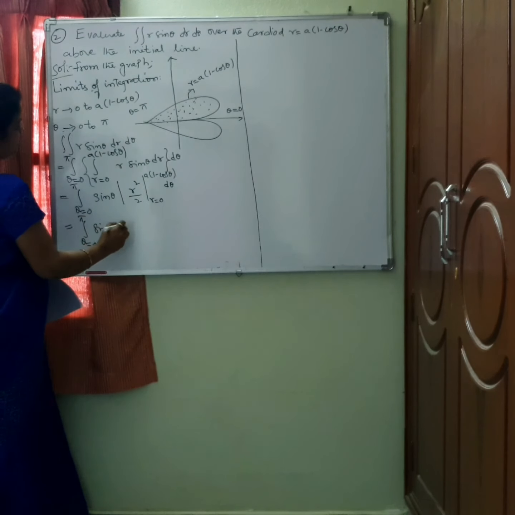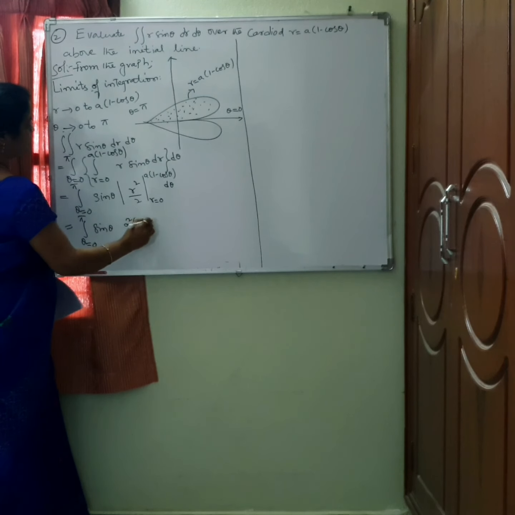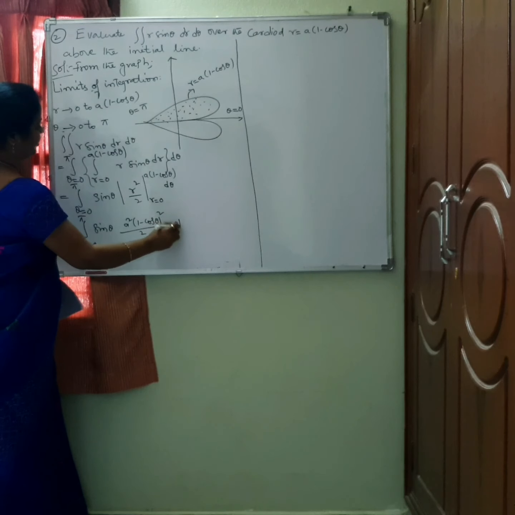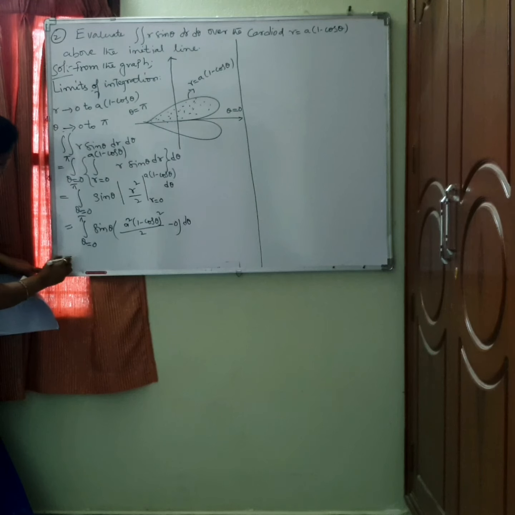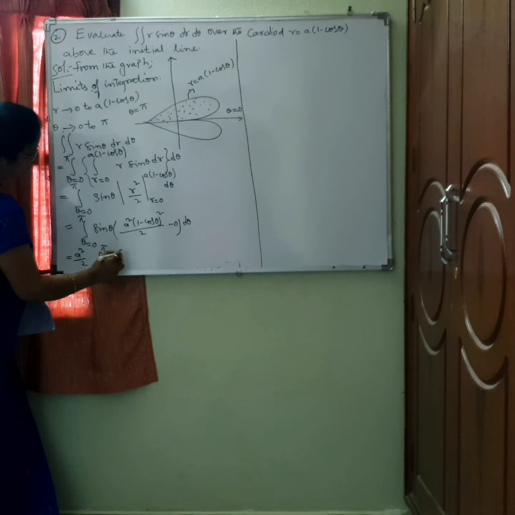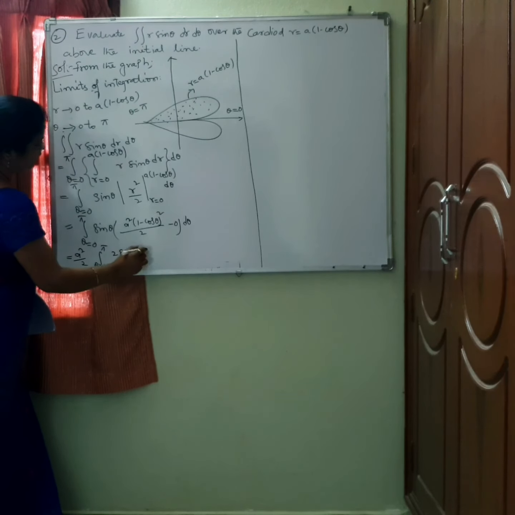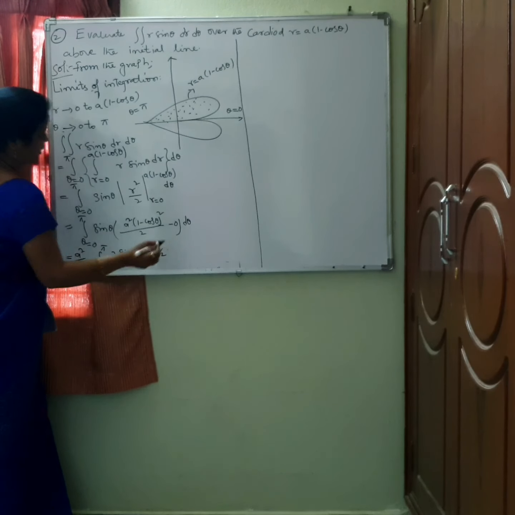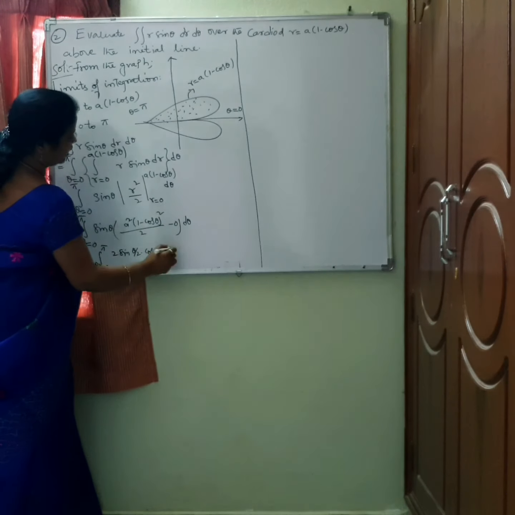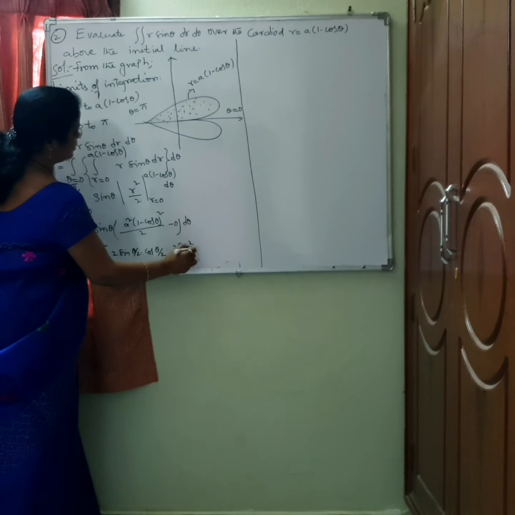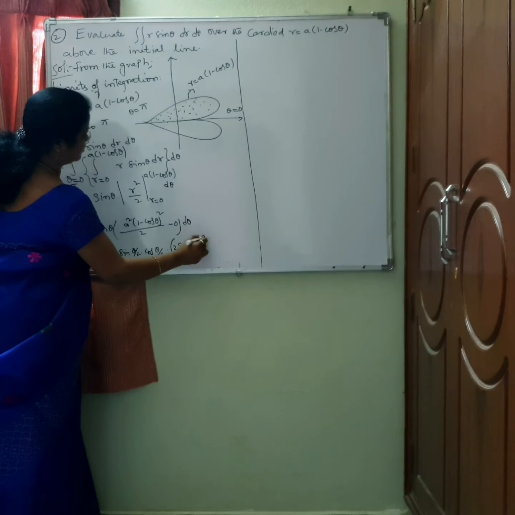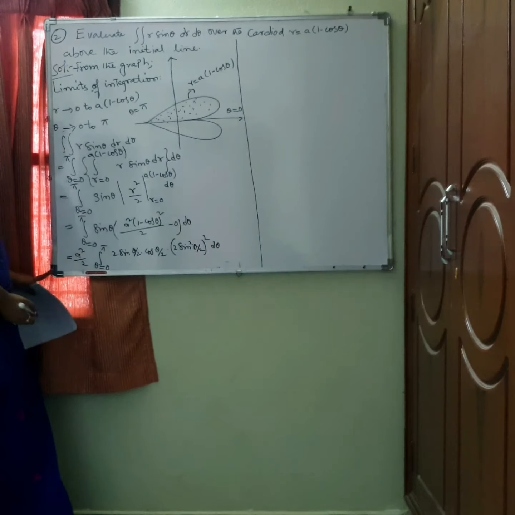R square is a square into (1 minus cos theta) whole square by 2, lower limit value is 0, into d theta. Now you can keep a square by 2 outside, and integral theta is equal to 0 to pi. Sin theta can be written as 2 sin theta by 2 into cos theta by 2, and 1 minus cos theta can be written as 2 sin square theta by 2, whole square, into d theta.